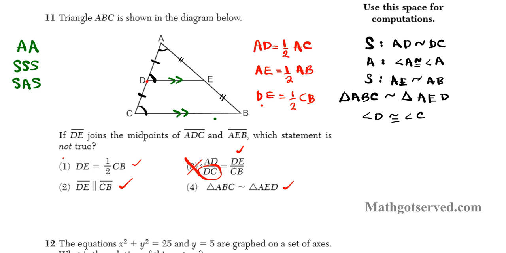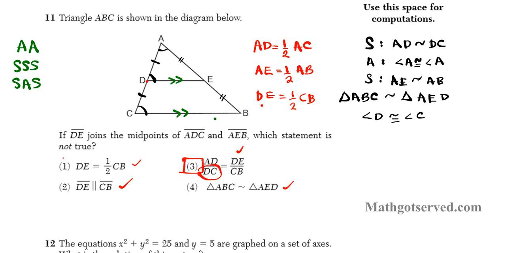So since that is a statement that is not true, and the question is asking for which statement is not true, that is the only one that's not true. Hence our answer is option number 3. So there you have it.